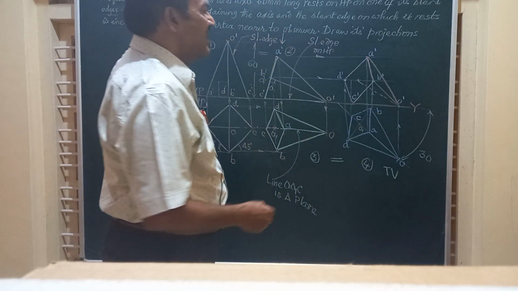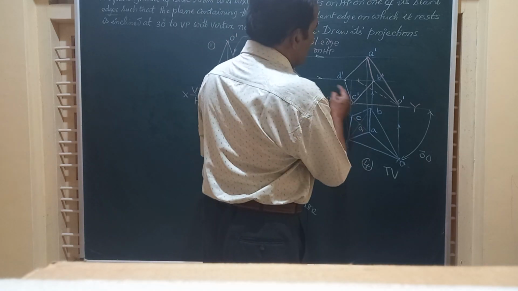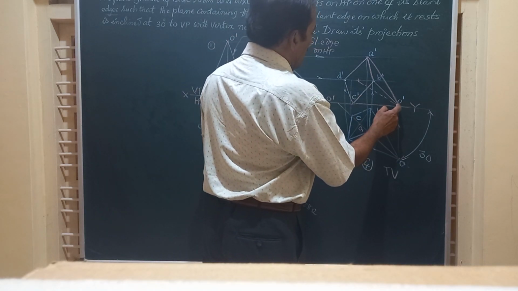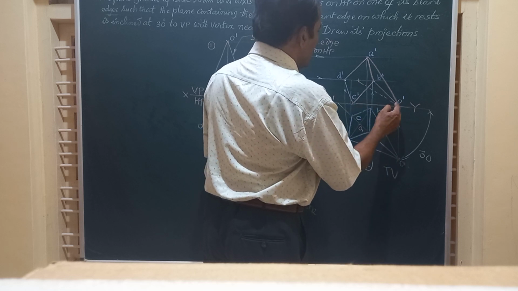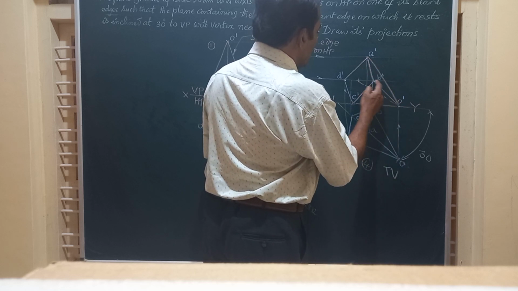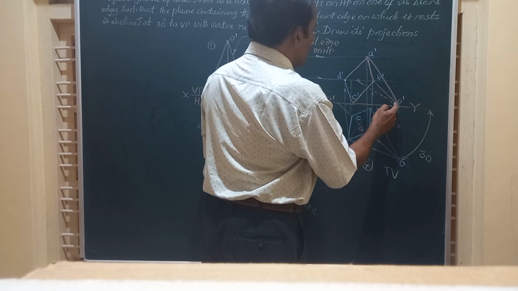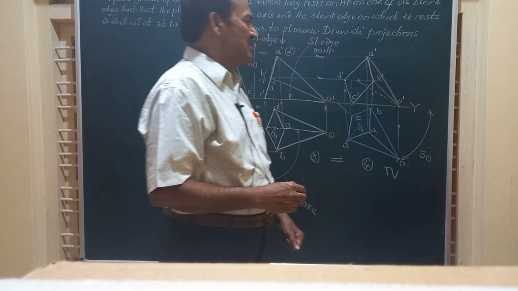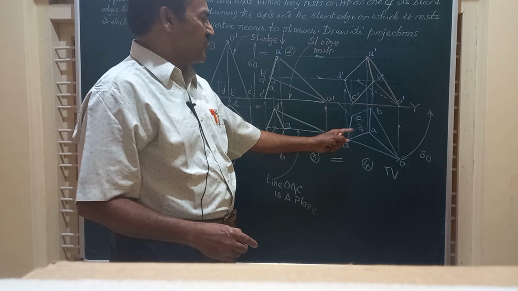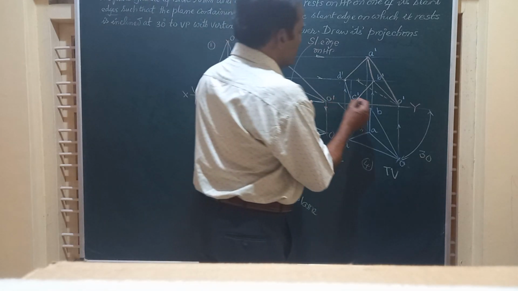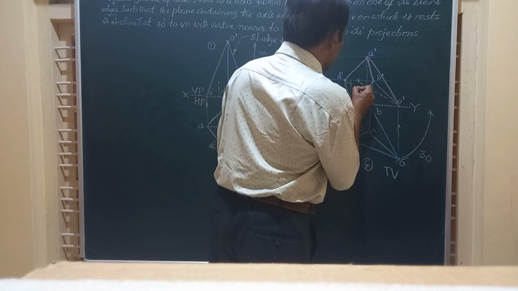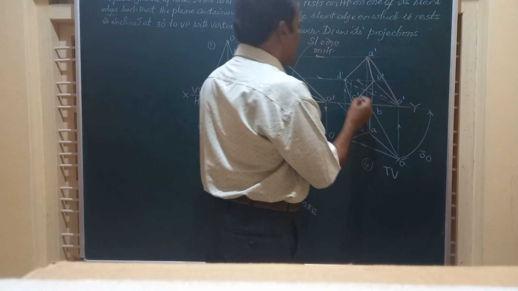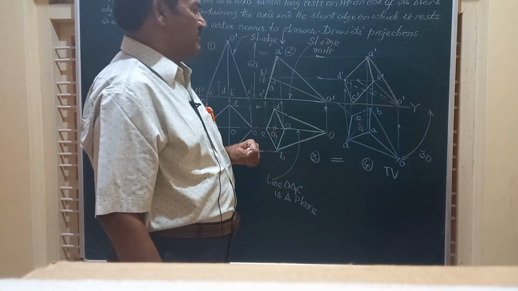And friends, after obtaining this, we have to join this vertex O to all the corners. So I have to join O to A, O to B, O to C, and O to D. Remember, friends, when you are joining O to D, that becomes an invisible line. So I will show it by a dotted line. That is, O dash D dash is not visible.